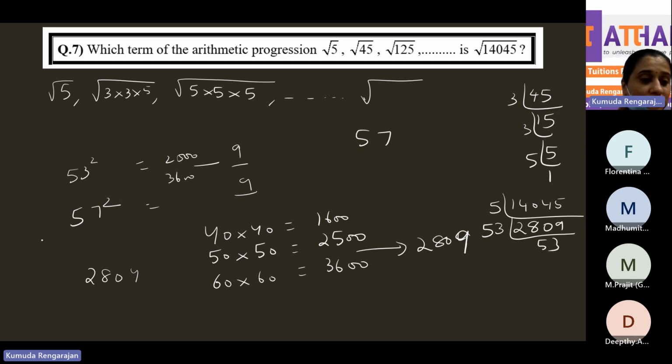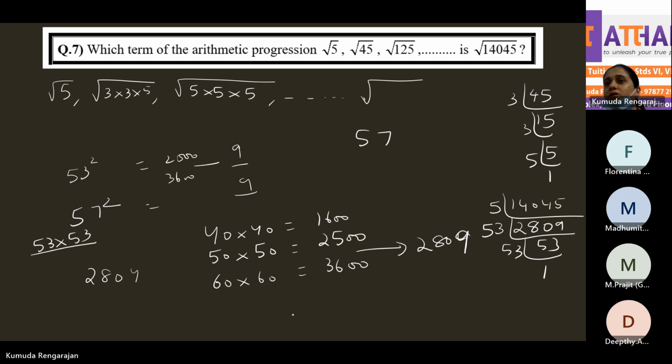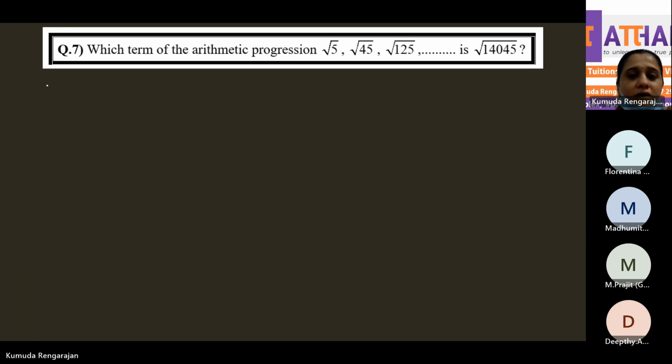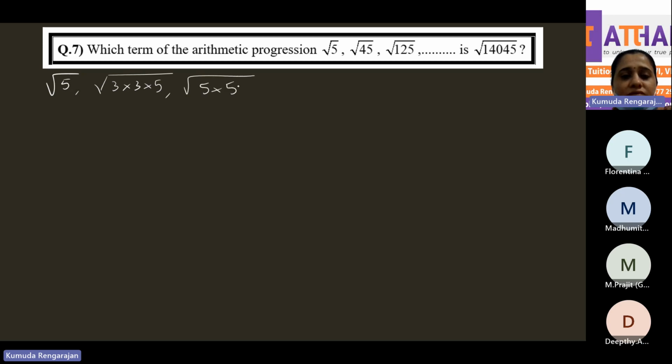So it has to be 53 times 53. You would have to check that, you know. I'm just telling you it can be. So we should do this multiplication and check. So 53 times 53. Square root of 5, square root of 3 threes are 9, 9 fives are 45, square root of 5 fives are 25, fives are 125, goes on like that, square root of 5 into 53 into 53.